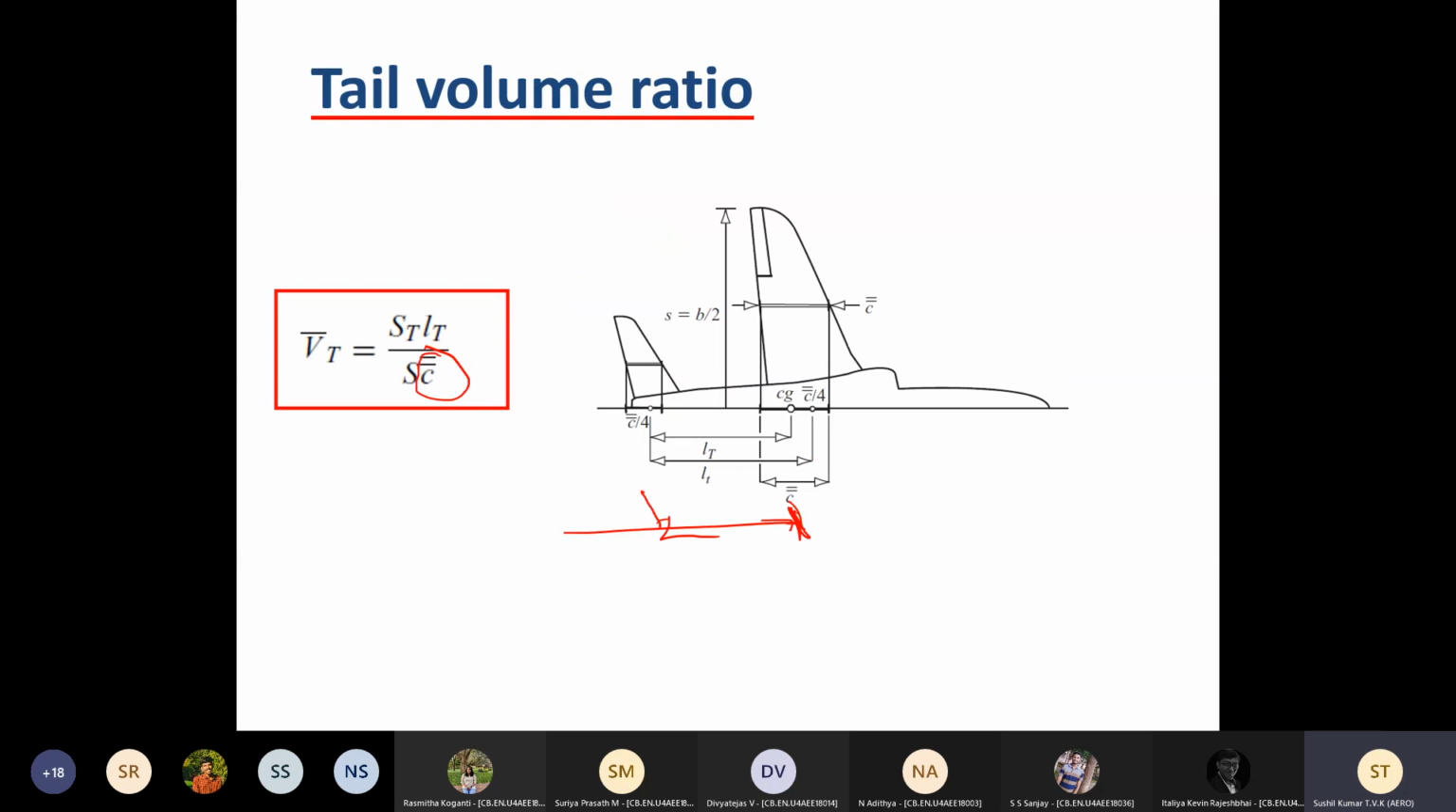Sorry, this fin moment. Yeah, why, Sanjay, it's difficult? Sir, because you need to know the distance from the mean aerodynamic chord of this tail to that of the CG. So just find the distance, assuming that you can make some estimate of the CG. Okay. And then what is the problem?